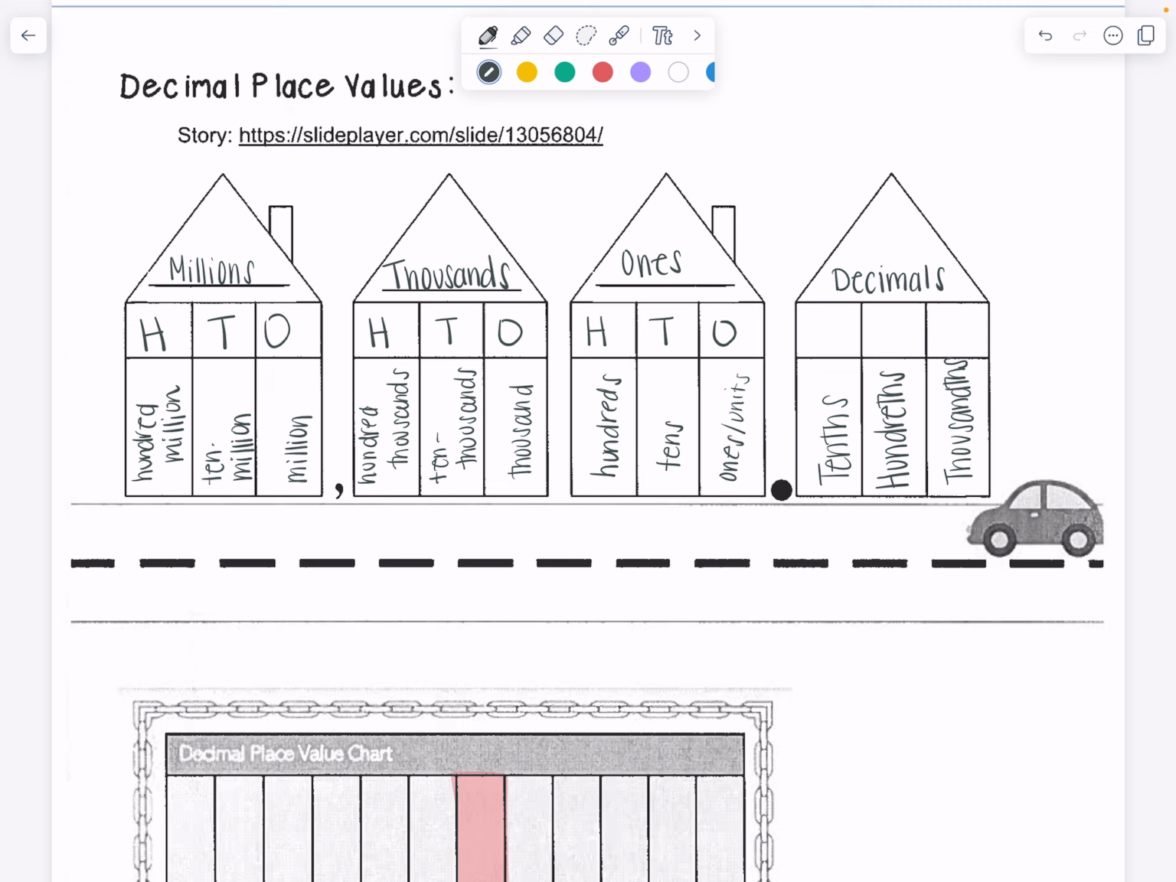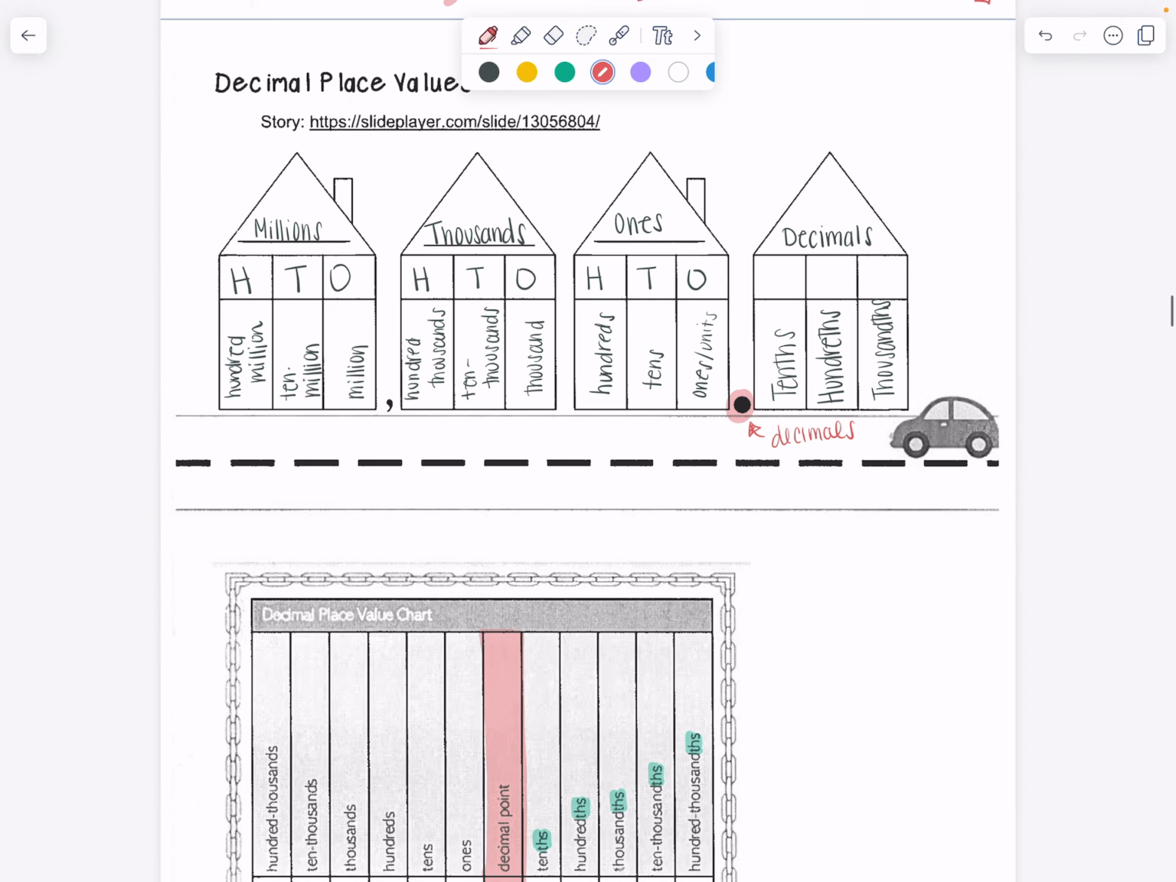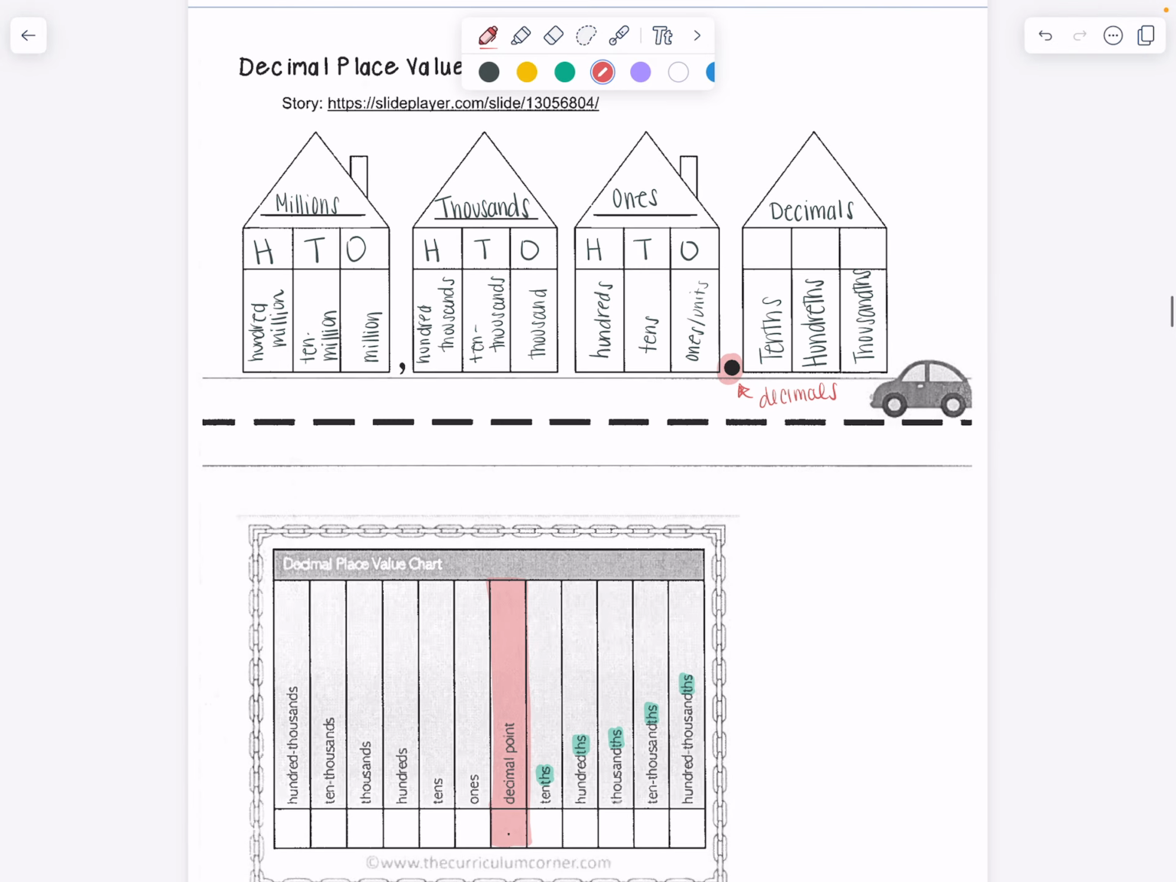To the right of the decimal, so here's my decimal point, if you need to highlight that to make it obvious. To the right of the decimal, everything's going to end in THS. Tenths, hundredths, thousandths. So another chart that you may be familiar with is this one at the bottom of the screen. That one extends out the decimals a little bit more.